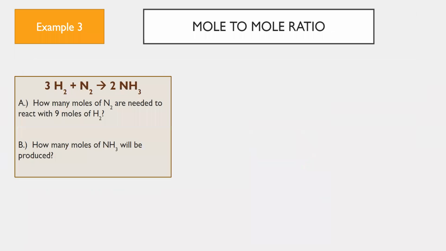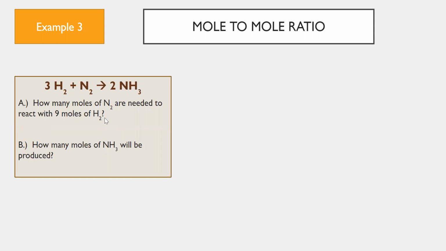I'm going to skip over our grilled cheese sandwich and let's look at our mole to mole ratio, example 3. So we have 3 hydrogen gases, remember the diatomic molecule, to every 1 nitrogen, and that's going to give you 2 ammonias. They want to know how many moles of nitrogen are needed to react with 9 moles of hydrogen. Wow, so now they're changing some numbers up on us. So what you need to do first is, how many moles of nitrogen are needed? Let's take a look at the ratios. So we are looking at nitrogen.